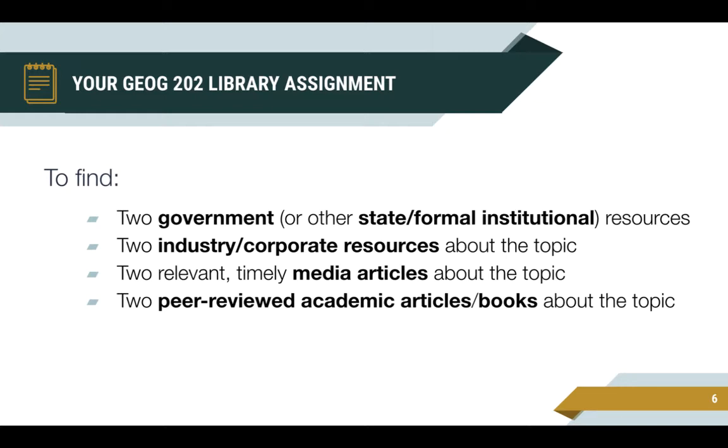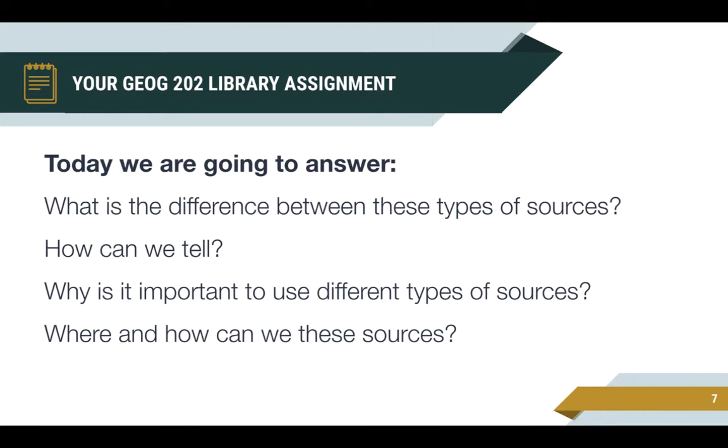Specifically, what you need to find are 2 government or other state or formal institutional resources, 2 industry or corporate resources about the topic, 2 relevant timely media articles about the topic, and 2 peer-reviewed academic articles or books about the topic. So today we're going to answer what is the difference between these types of resources, how can we tell the difference, why it's important to use different types of sources, and where and how we can use these sources.